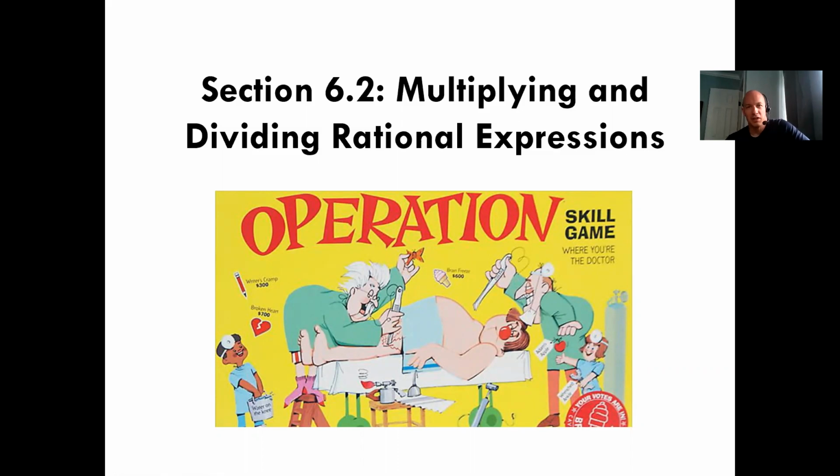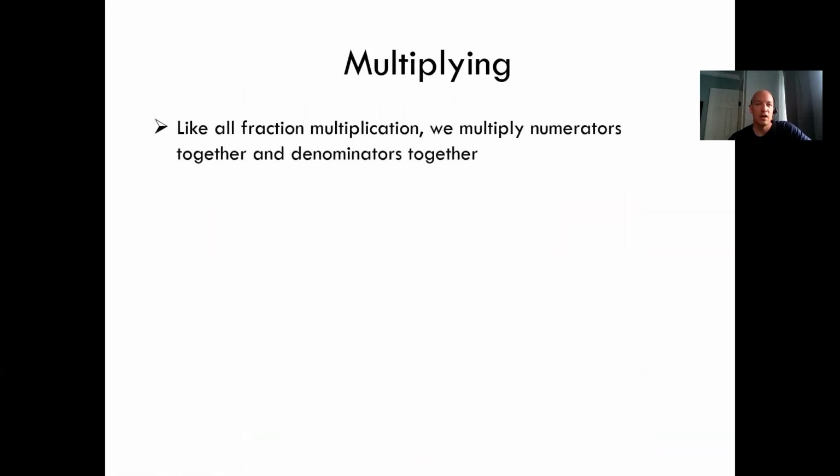All right, so we're looking at multiplying and dividing rational expressions. So section 6.2, a continuation along the non-permissible value train that we just got on. So multiplying, pretty simple stuff here. Like all fraction multiplication, you're just multiplying numerators together and denominators together.